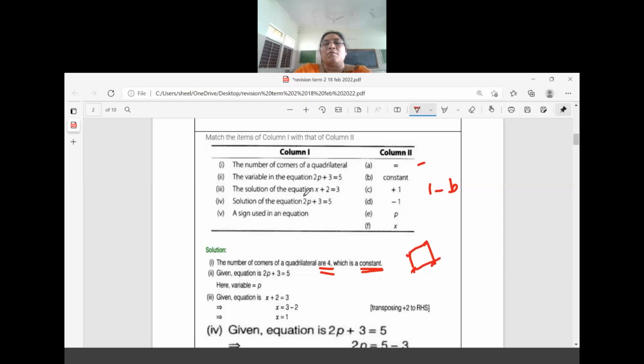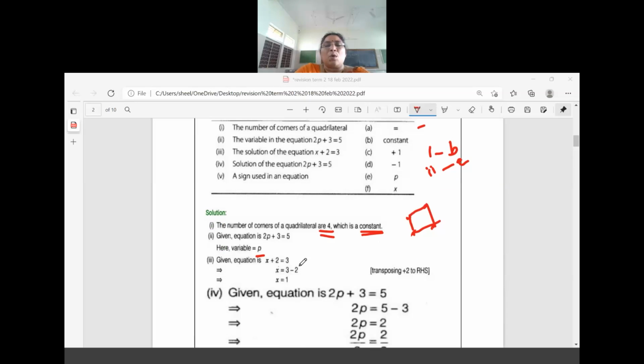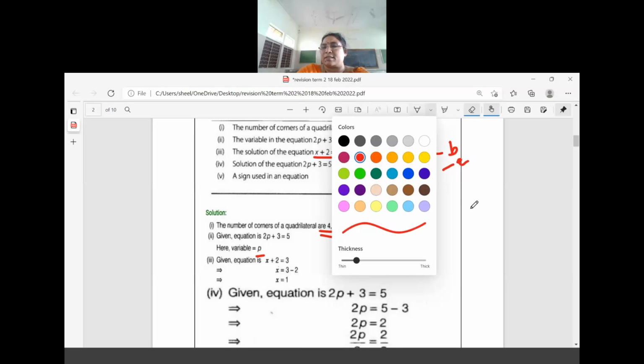The variable in the equation 2p plus 3. Variable means actually an alphabet, right? Variable means alphabet only. So which letter is coming there? P. So for question number 2, which option is coming? P only, it is E, right? So we have E. Now the third question: what is the solution of x plus 2 equal to 3? What is the meaning of solution? When we have a solution, it must satisfy the LHS as well as the RHS, right?